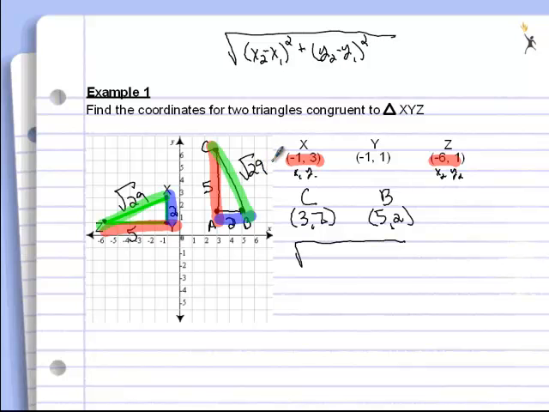You might say, how? Because if ZY and CA are the same length, and XY and BA are the same length, then the third sides have to be congruent. So I'm going to take my, and I didn't label them yet, just a second, sorry. X1, Y1, X2, Y2. I'm going to go through and substitute everything in. X2 is 5 minus X1, which is 3, and square that, plus Y2, which is 2, minus Y1, which is 7, and square that.